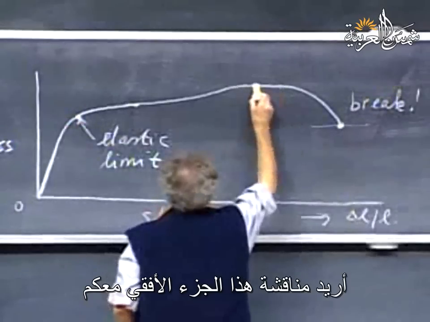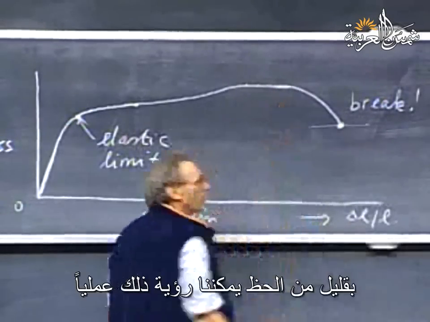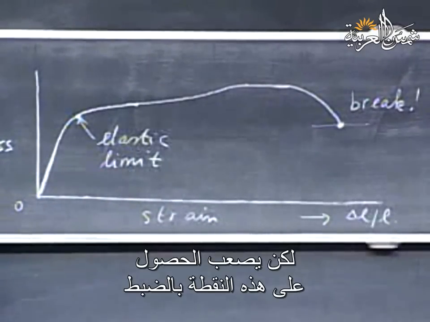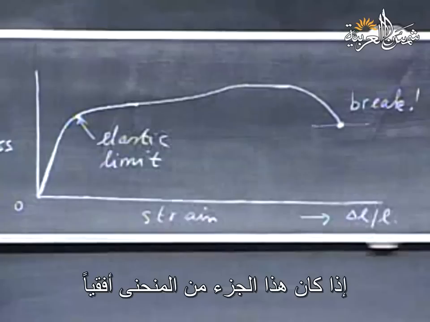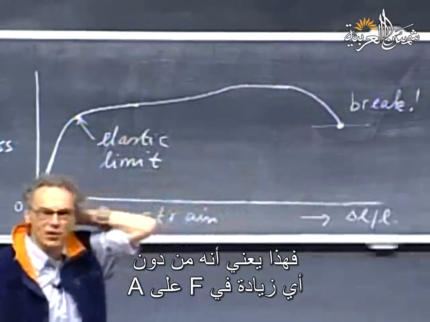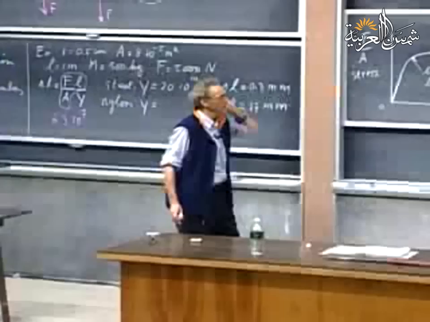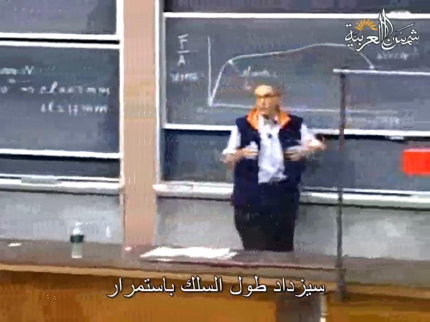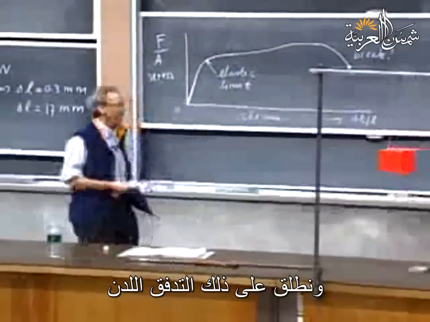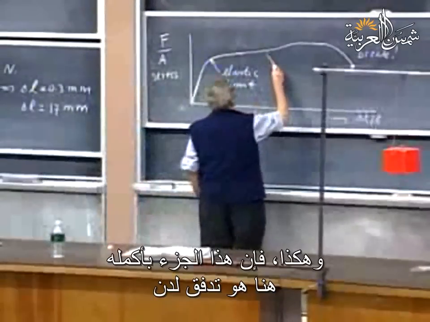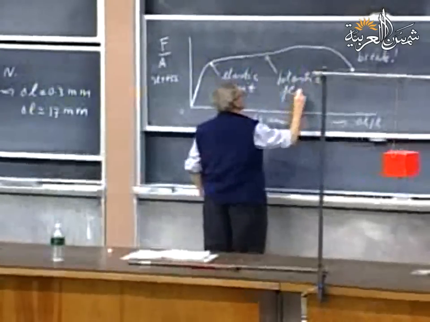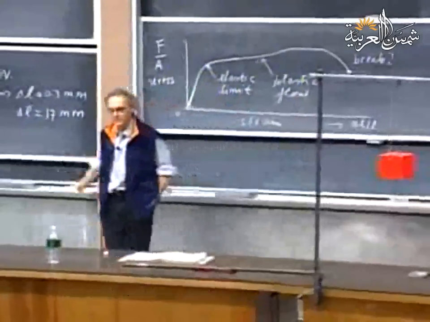I'd like to discuss with you this horizontal portion. With a little bit of luck, we may actually be able to see that with my demonstration, but it's hard to get exactly at that point. If this part of the curve is horizontal, it means that without any increase of F over A, the wire will continue to get longer and longer. And we call that plastic flow. So this whole portion here is plastic flow. It almost becomes like a liquid.